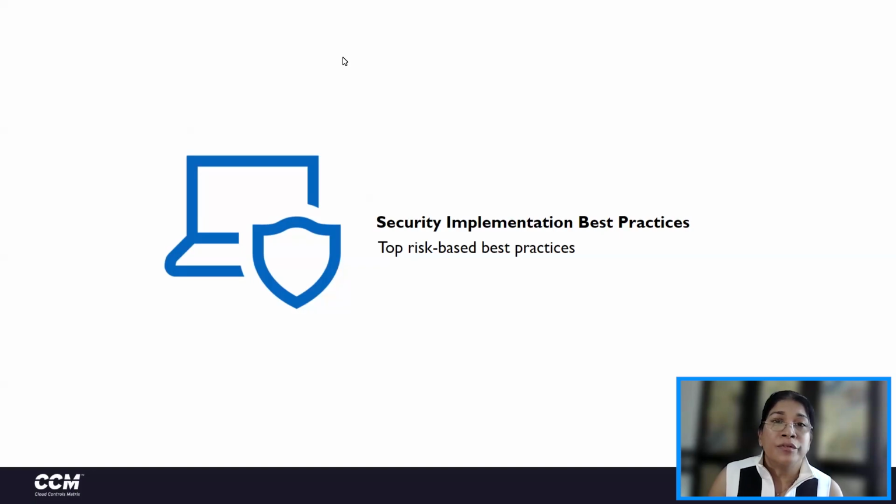So next, we're going to review the implementation best practices. So Talika, please share the SCF domain implementation best practices and how these best practices can be used to address top risks.